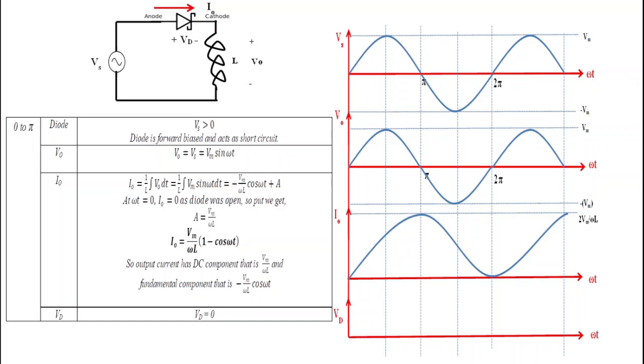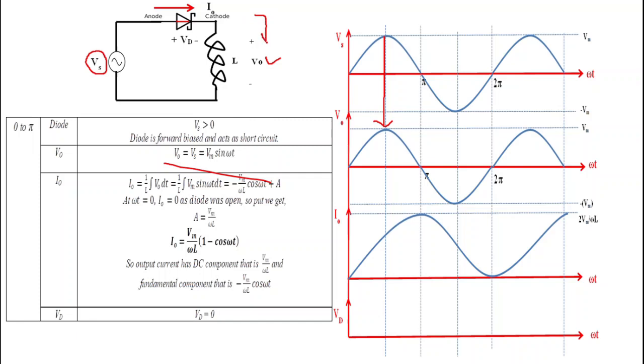When positive potential is applied to this diode, the diode gets forward biased and it acts as a short circuit. When the diode is a short circuit, the supply voltage Vs, that is equal to Vm sin omega t, will appear across the output load. So from 0 to pi we get output voltage V0 equal to Vs, that is equal to Vm sin omega t. Now what is the output current from 0 to pi?